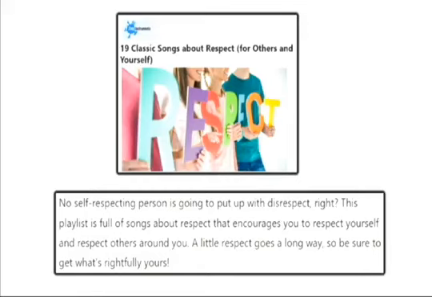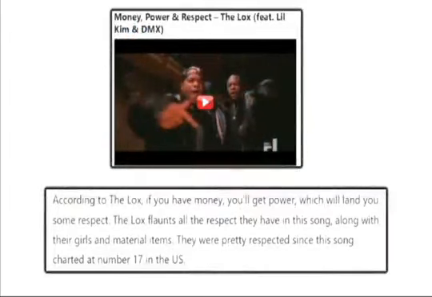All right, let's go to the next slide. Let's look at one of the songs they are promoting on this list of 19 songs. It's called Money, Power, and Respect. They describe it: according to The Lox, if you have money, you'll get power, which will land you some respect. The Lox flaunt all the respect they have in this song, along with their girls and material items. They were pretty respectful since this song charted at number 17 in the U.S.